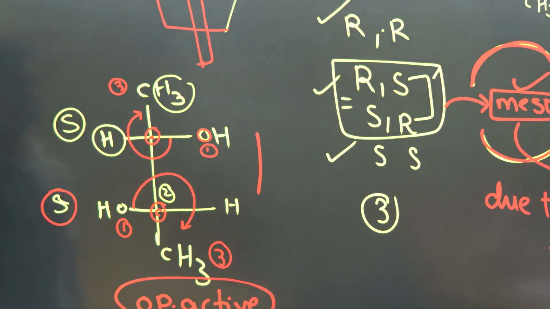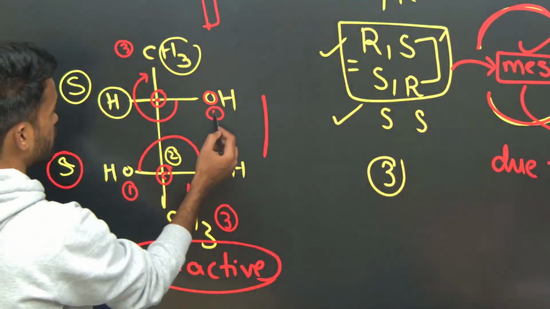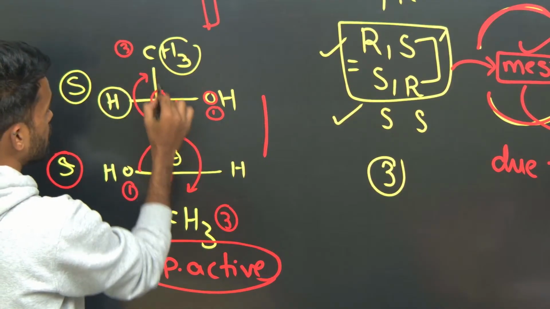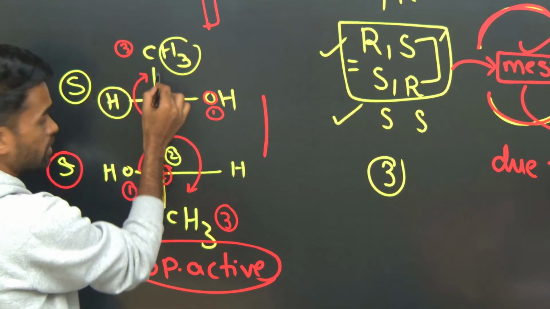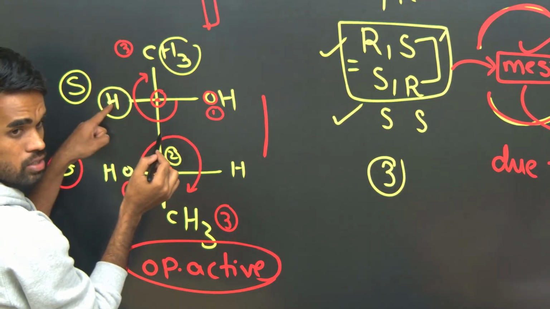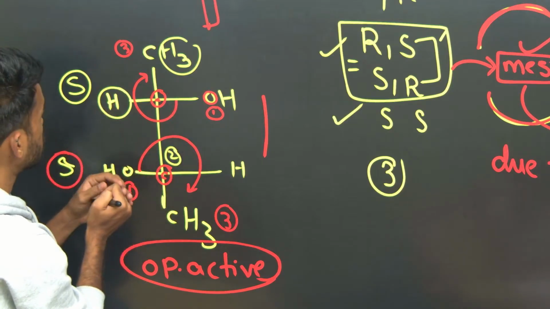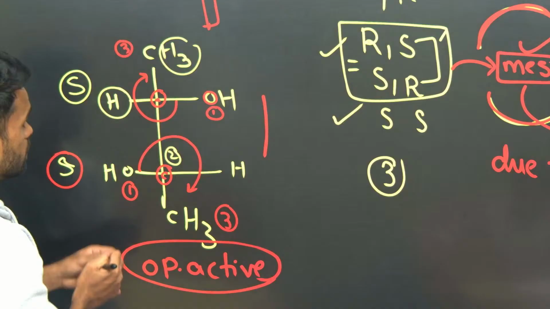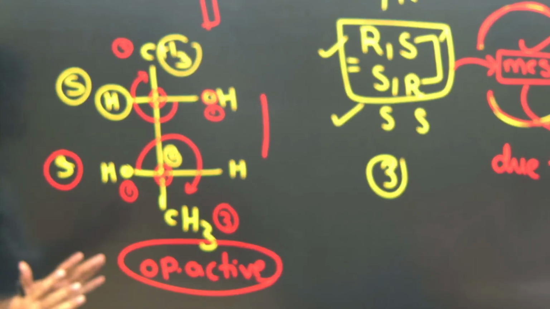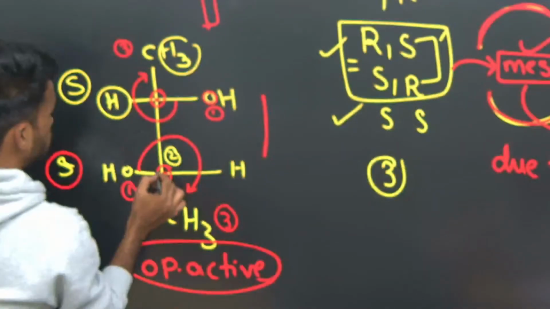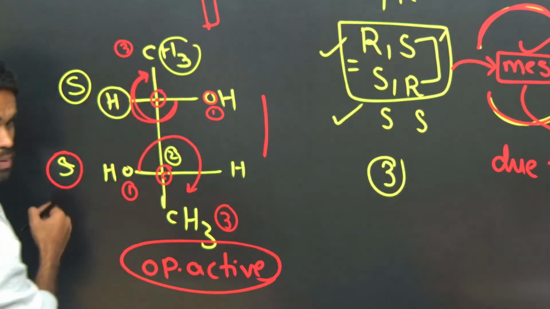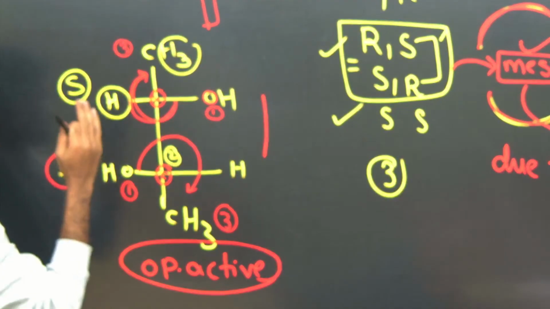But which is optically... Once again, OH is 1, this is 2, so we have clockwise direction. Clockwise with the least priority horizontal. So what can we say? Sir, it is optically inactive because a plane is passing through it. Yes, anyway, since a chiral center is present, we can give RS nomenclature. So 1, 2, clockwise. Clockwise means R, but the least priority is on the horizontal line, so it becomes S.